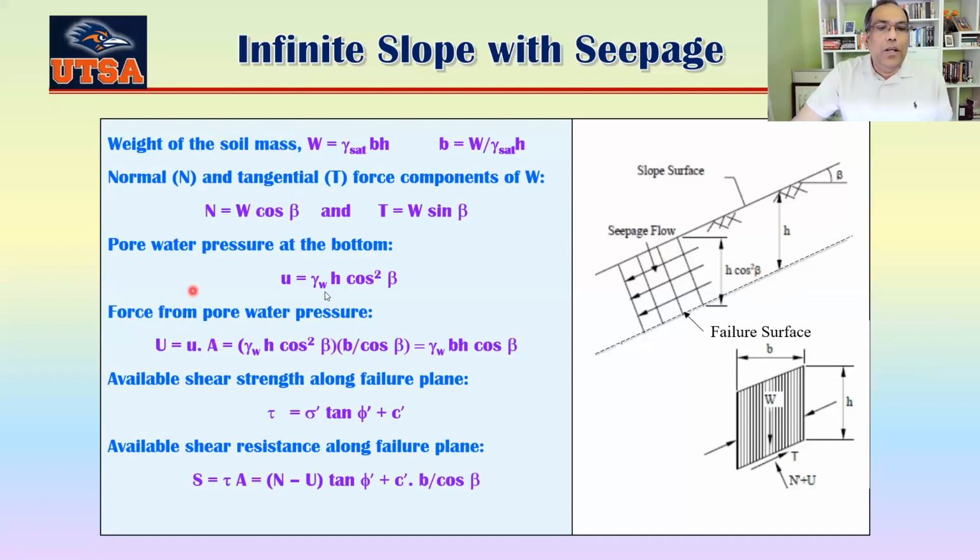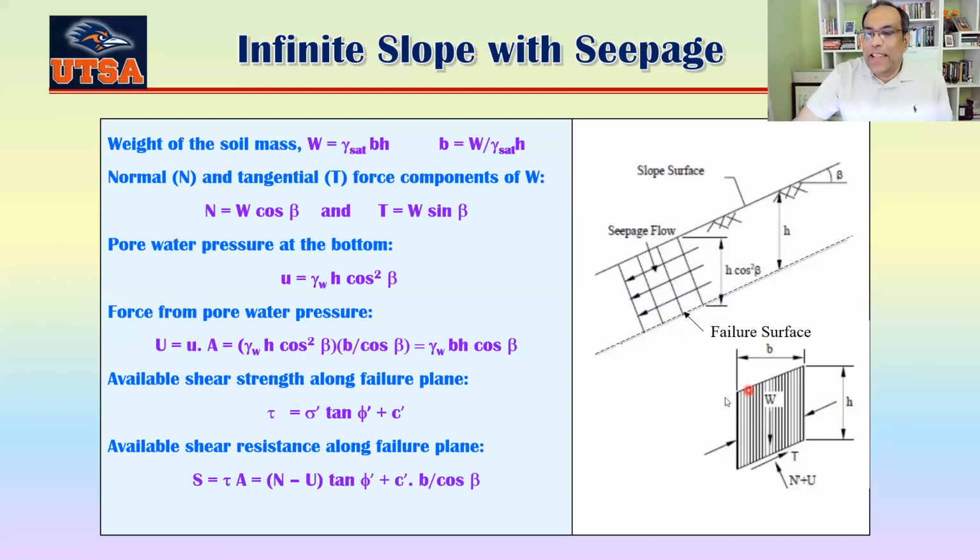So the force from the pore water pressure is U, which is basically pore water pressure multiplied by the area. So the area here is basically B divided by cosine beta times 1, right?